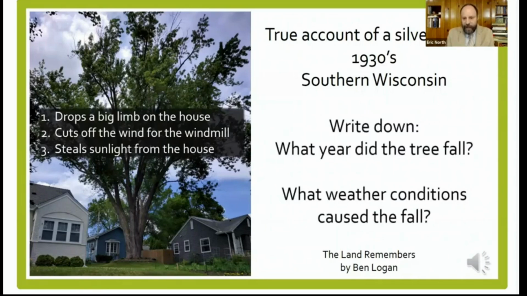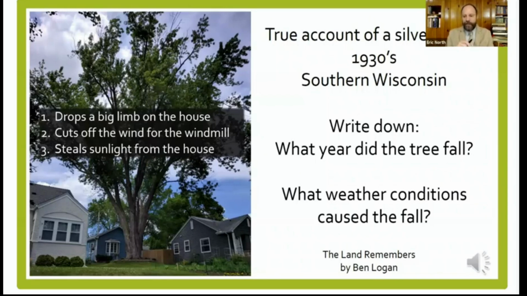So here's what's coming up. I don't want you to enter this in the chat box. If you have paper, you should all have paper and pen. I want you to write down: what year did the tree fall? And then what weather condition caused the tree to fall? And at the very end, we're going to hear the rest of this story as to what the ultimate fate of this tree is.